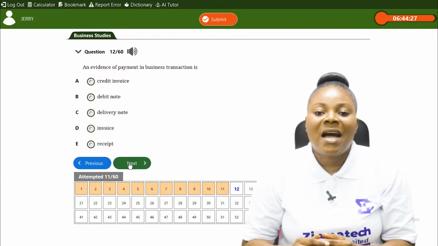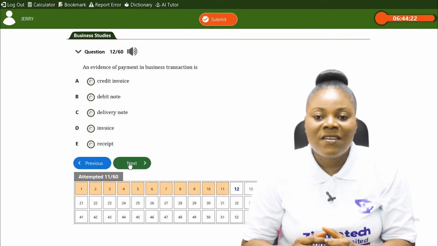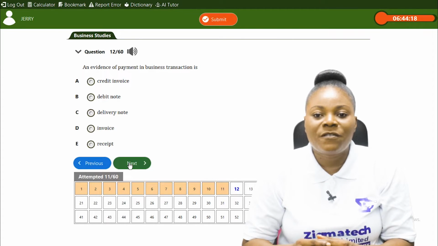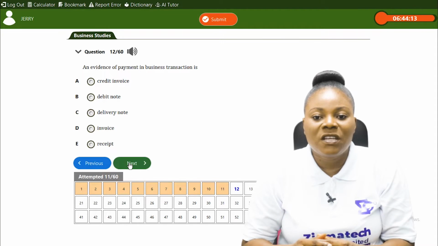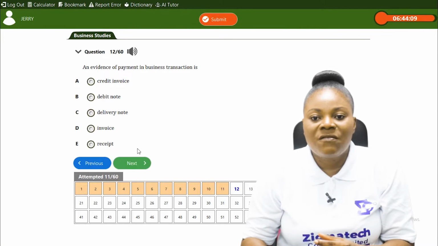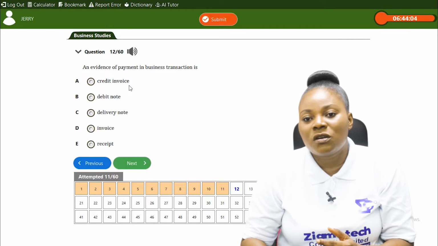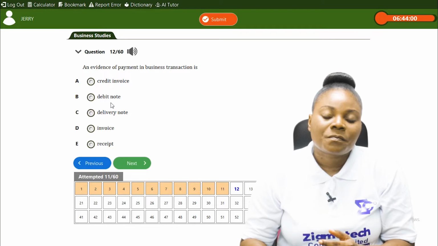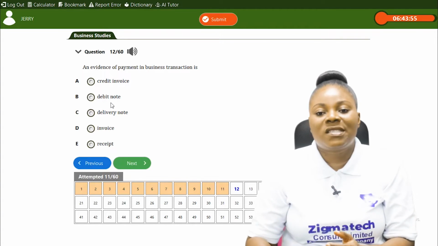Question 12 says, an evidence of payment in business transaction is dash. An evidence of payment, that means a document that serves as evidence or proof of payment, is it the credit invoice, or debit note, or delivery note, or invoice, or receipt? An invoice, like I said before, is a document that gives a detailed summary or description of goods bought. The debit note is a document used to correct what is called undercharged transactions.